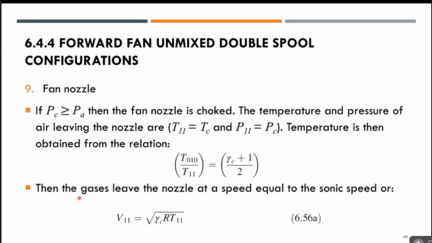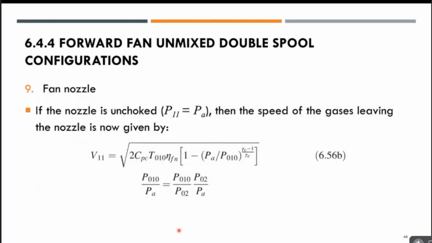Then the air leaves the nozzle at the sonic speed, so we have the cold velocity V11. In the case where the nozzle is unchoked, you already know P11 equals the atmospheric pressure. So the speed of the gases leaving the nozzle is now given by expression 6.56b.